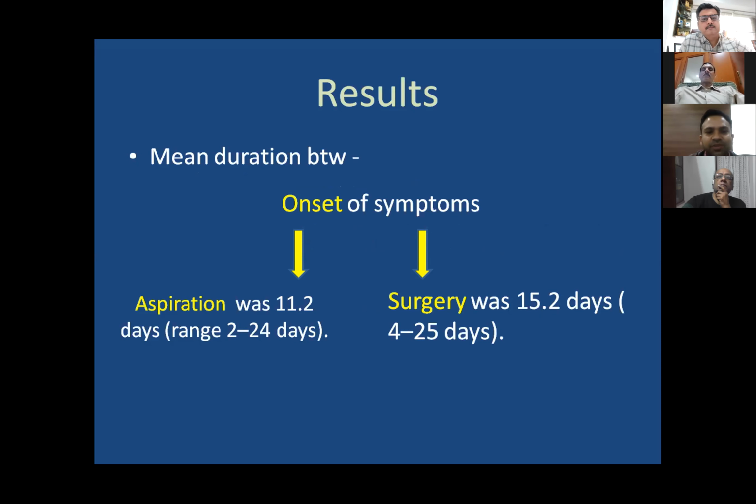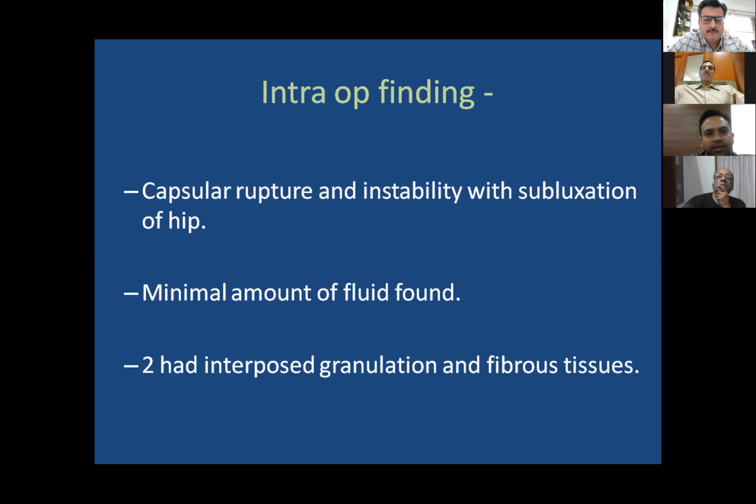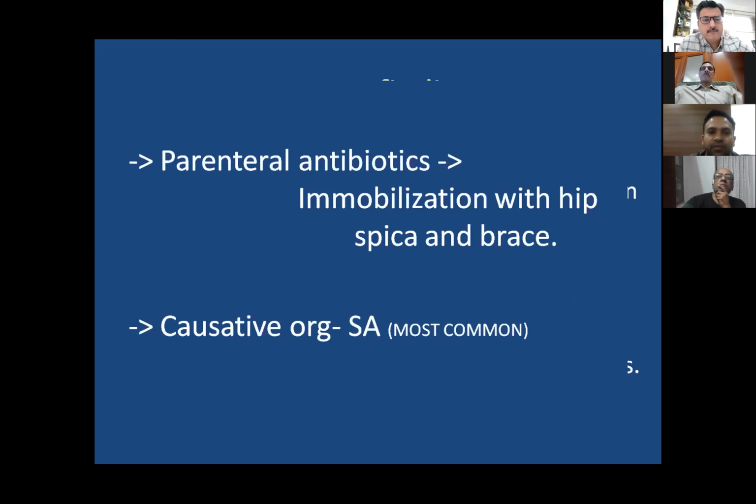The mean duration between the onset of symptoms and aspiration was around 11 days, and between the onset of symptoms and surgery was around 15 days. Intraoperative findings: all the kids had a capsular rupture and instability with subluxation of the hips. A minimal amount of fluid was found on operative intervention, and two kids had interposed granulation and fibrous tissue. They gave parenteral antibiotics according to the culture, and immobilization was done first in spica and then in a brace. The most common causative organism was Staph aureus, both MRSA positive and susceptible.